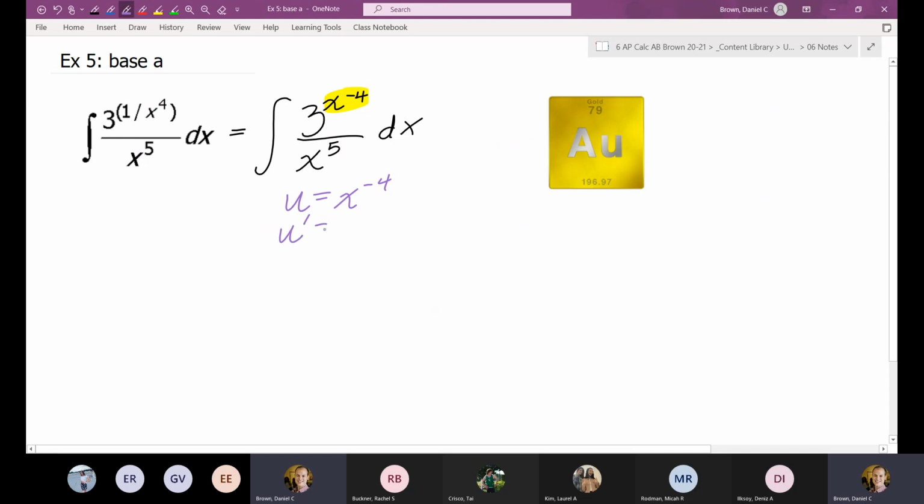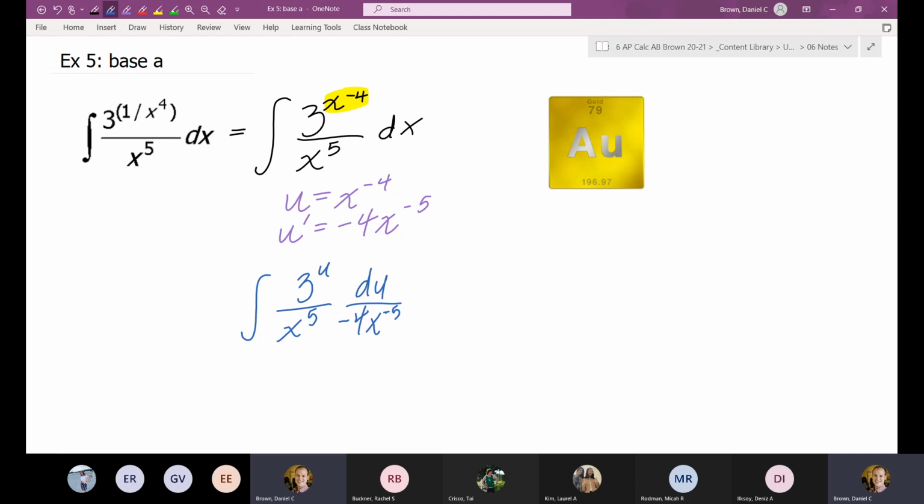What would u prime be? U prime would be negative 4 x to the negative fifth, making sure we do the derivative power rule correctly. Doing my u substitution, that's going to become the integral of 3 to the u over x to the fifth, and then dx is du over u prime. I think most of you can look at that one now as it's written. Looks weird, but what's going to happen to those x's technically? They're going to cancel out.